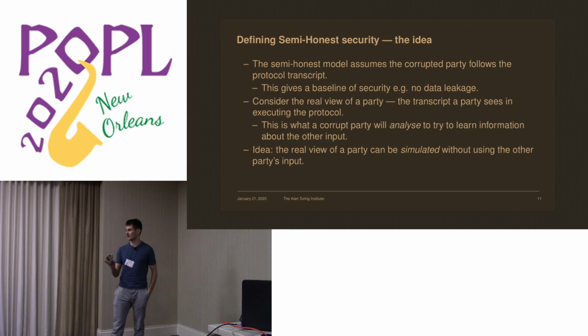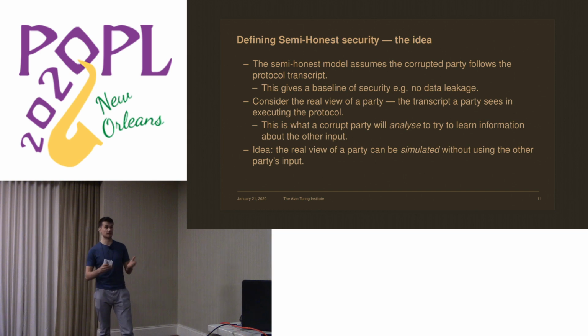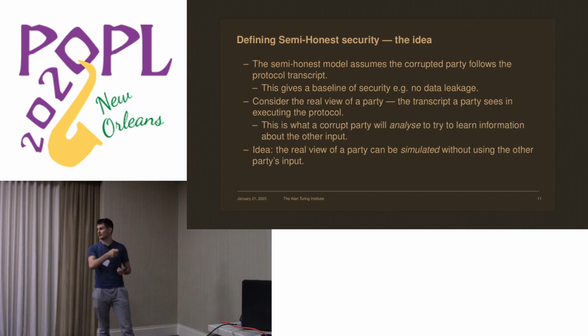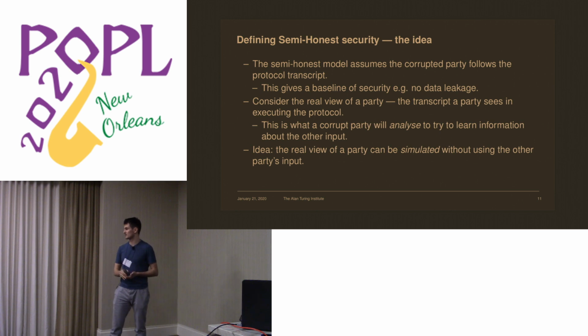Many protocols that are secure in the semi-honest model can be transferred to the malicious model and be proved secure there with different techniques to improve their security. And what it does ensure is no data leakage. A party that's corrupt that might be really analyzing all the messages that are sent to it, this model guarantees that it can't learn anything from these messages about the private input of the other party.